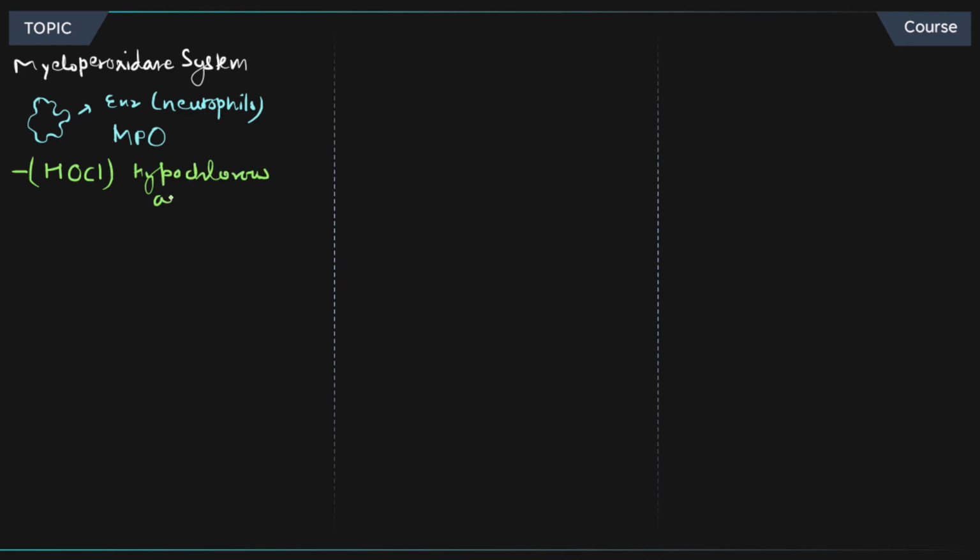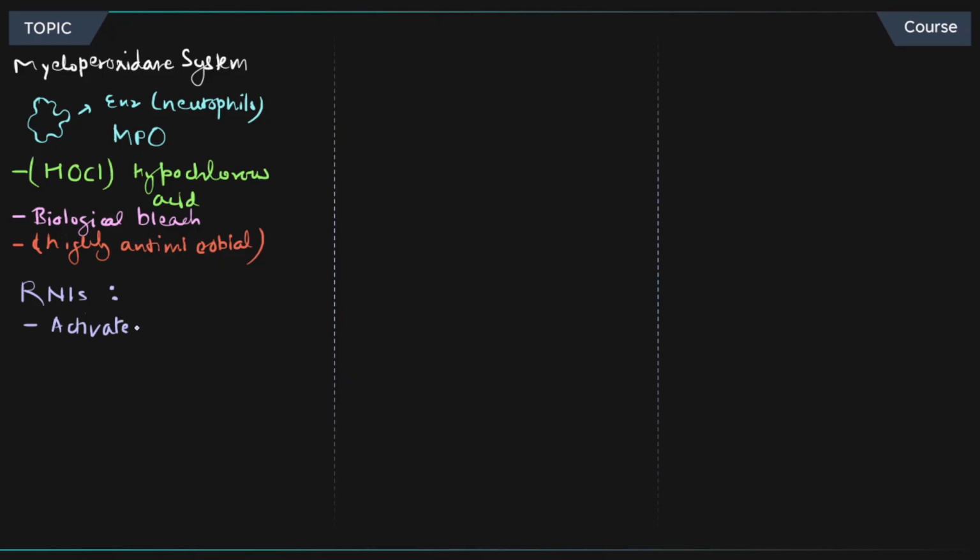And this hypochlorous acid is a very potent biological bleach, a highly potent antimicrobial compound. It is highly antimicrobial in nature. So let me write it, antimicrobial in nature. Another component is RNI. By using all these components, basically the pathogen gets killed. It is produced by activated macrophages, and in short is known as reactive nitrogen intermediates.